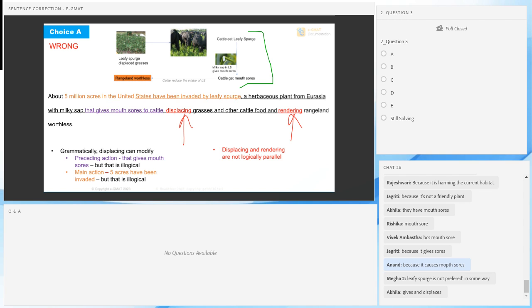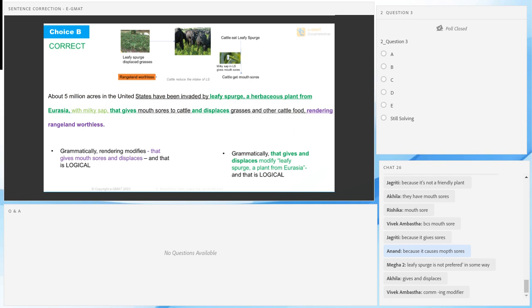Now here, displacing and rendering are two verb-ing words, right? They appear to be parallel here, right? But they are not logically parallel. Rendering is an outcome of displacement. So these two cannot be at the same level. That's the reason why this choice is wrong. And this other choice is also wrong, and again, that is something you have to look at in the files. Choice B is the correct answer.